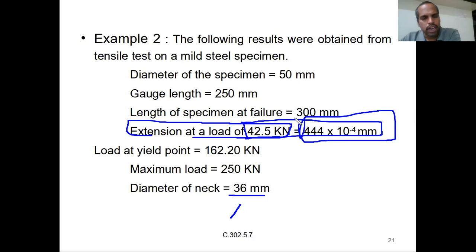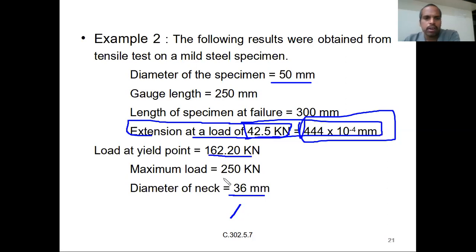Corresponding to this load, calculate the stress and calculate the strain, both. The load is given and the area is known to you, so calculate the stress. The change in length is given and the initial length is known to you, so calculate the linear strain. Knowing the stress and linear strain, calculate the Young's modulus. That is one thing. The next one is the yield load, which is given. So calculate the yield stress. Yield stress is equal to yield load divided by the original area of cross section. Like that you can calculate the yield stress.